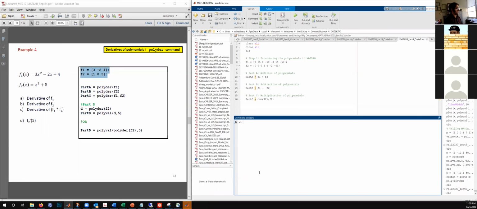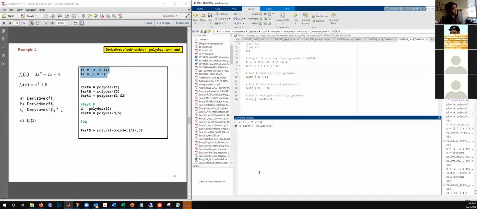computation with the first one. So let's try f1 is 3, negative 2, 4. Okay, let's try to figure out what should be the derivative of this particular function. So that is part A as per this question, polyder f1. But before I press enter, can anyone tell me what would be your output?